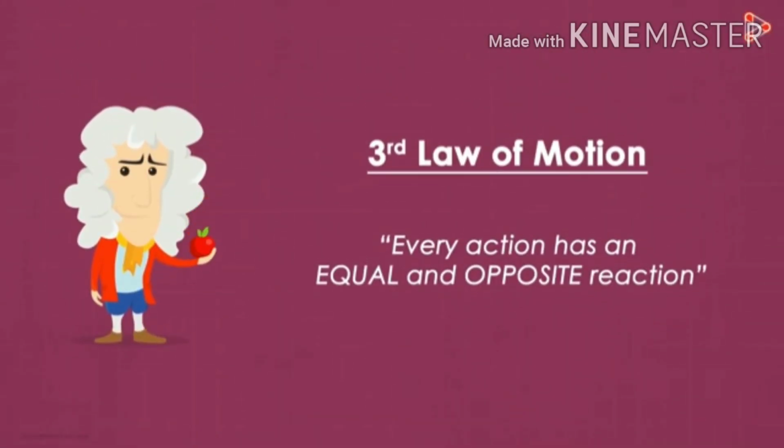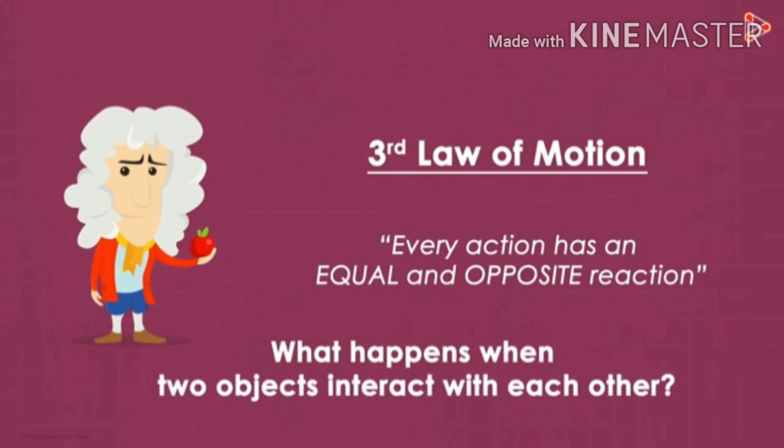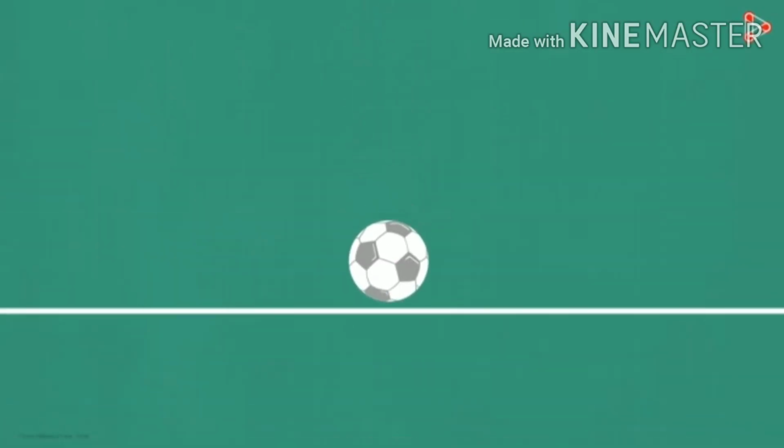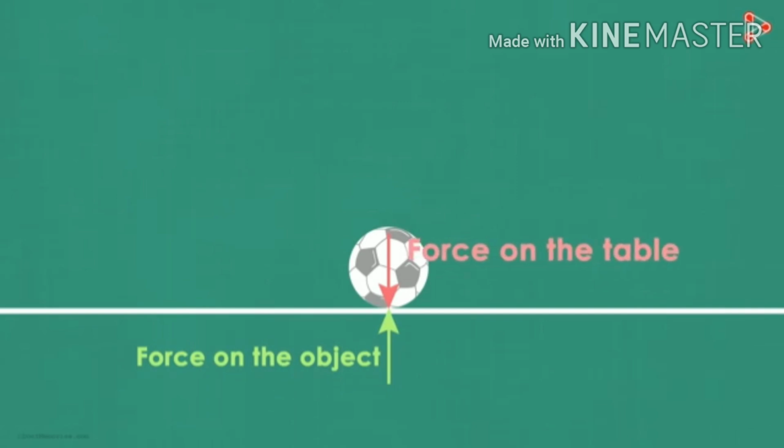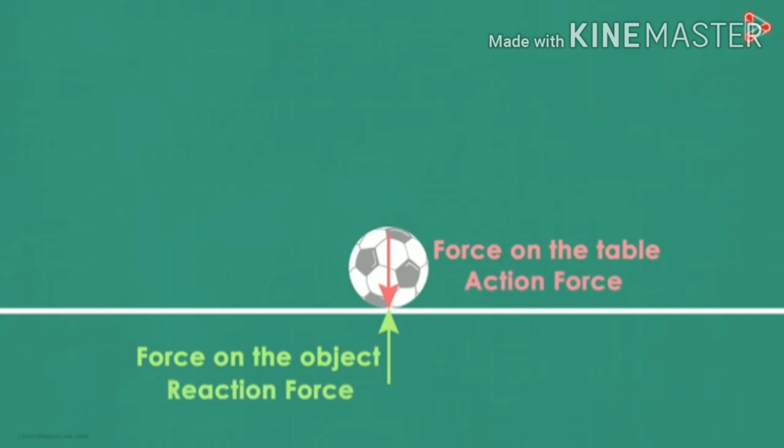The only question you need to ask yourself while studying the third law is, what happens when two objects interact with each other? What happens when you place an object on the table? The object exerts a force on the table and the table exerts an upward force on the object. There are two forces that result from this interaction: a force on the table and a force on the object. The magnitudes of the two forces are the same, but the directions are opposite. These forces are called action and reaction forces. The force exerted by the object on the table is the action force, and the force exerted by the table on the object is the reaction force.